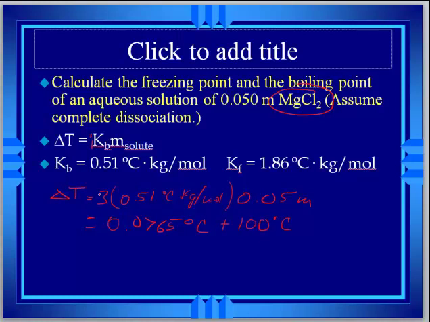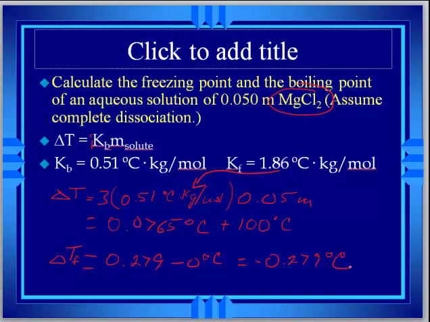All right. Same thing with the second one. What's the only difference? Well, I'm going to put this number right there, and when I get that, delta T for the freezing point, I'm going to get a value of 0.279 minus 0 degrees Celsius, right? Which equals a negative 0.279 degrees Celsius. So there you have it.